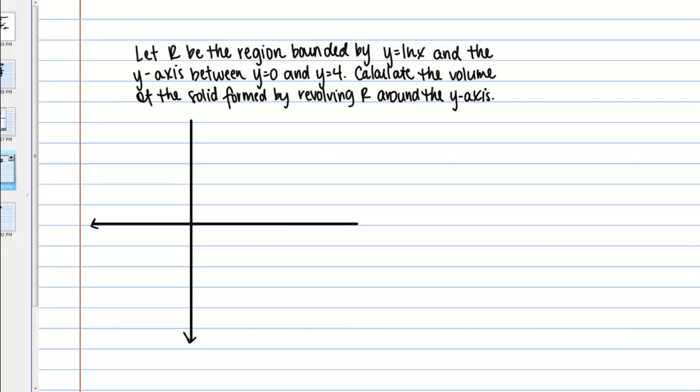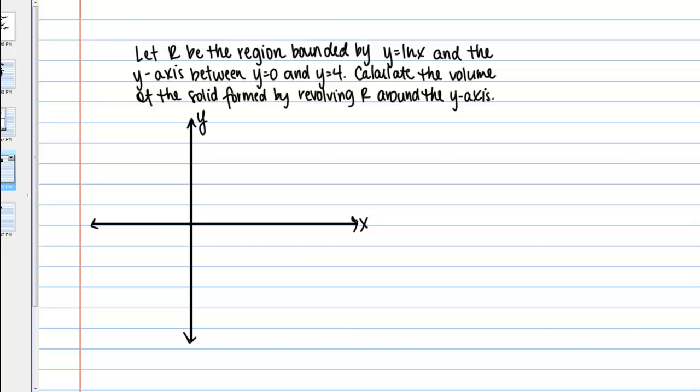In this video, we're going to practice finding the volume of solids that are created by revolving regions around the y-axis. So we've practiced revolving regions around the x-axis already, and this is going to be very similar, with just some slight changes. So let's consider this problem.